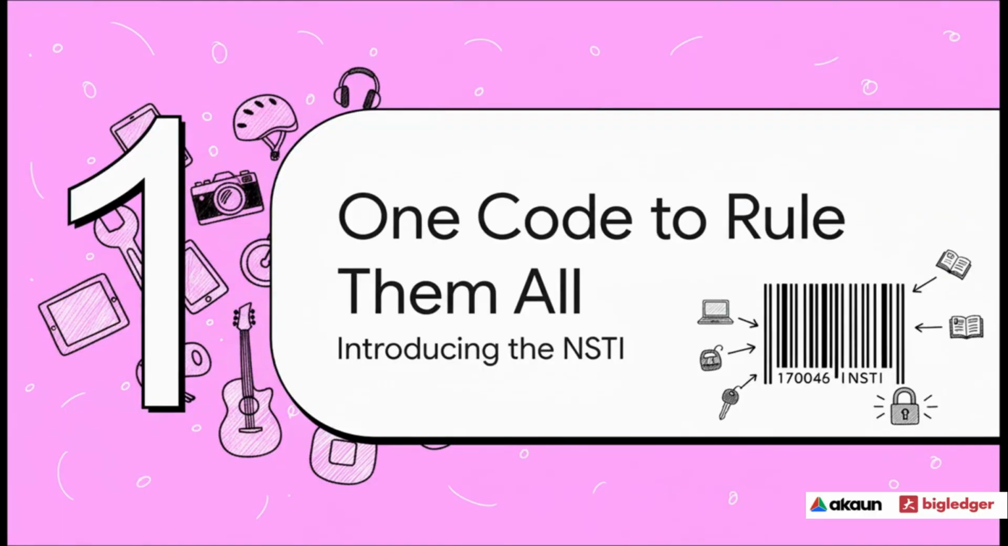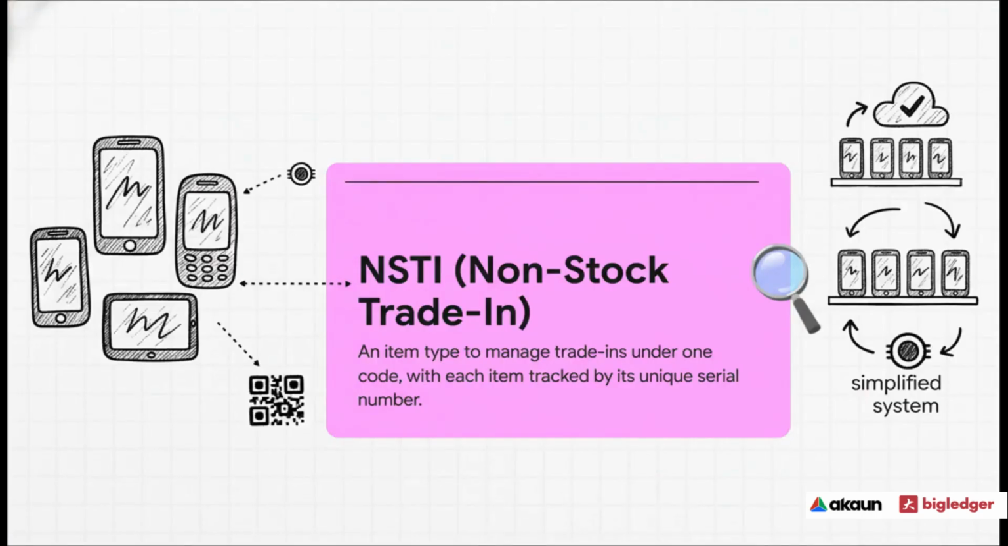This new approach is all built on one core idea, the non-stock trade-in item, or NSTI for short. And it's exactly what it sounds like, having one single code to manage a whole category of unique items. So, what exactly is an NSTI item? Well, think of it like a special bucket that lets you group all your used phones, for example, under one single master code. But here's the real magic. While they all share that one code, each individual phone gets tracked by its own unique serial number. So you get the awesome simplicity of one code, but with the power of tracking every single item.